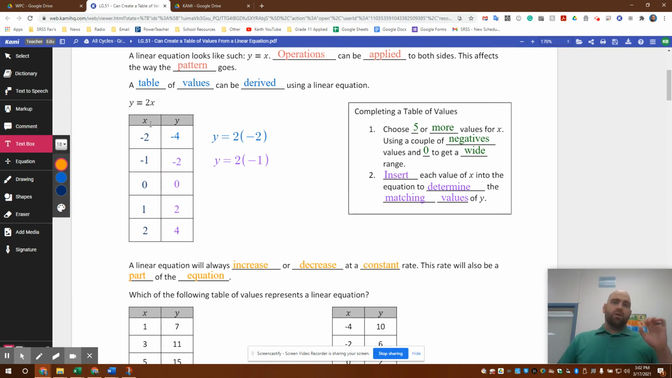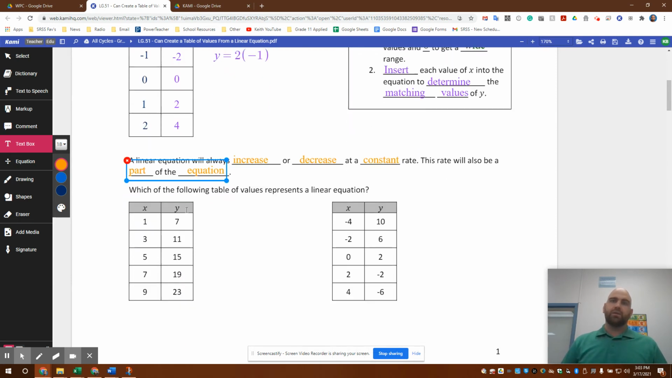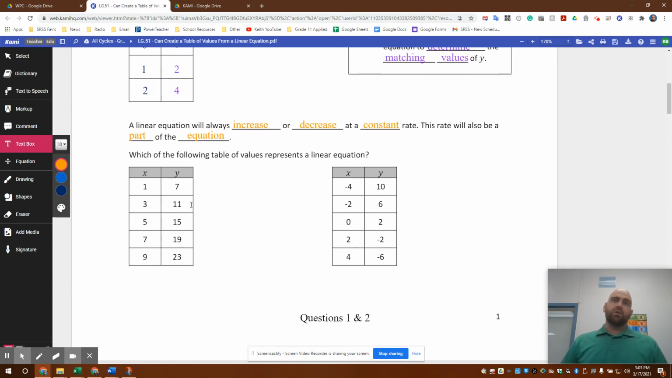In this case, usually the x's are going to go up by 1. Sometimes it'll go up by more. If x goes up by the same number each time, y is going to go up by a consistent number each time as well. We can think: we're going up by 1, 1, 1, 1, going up by 2, 2, 2, 2. That tells us that it in fact is a linear equation. So let's take a look here. Which of the following tables of values represents a linear equation?